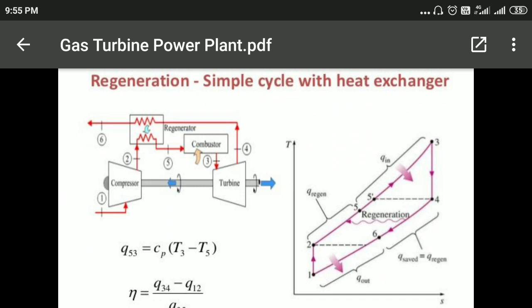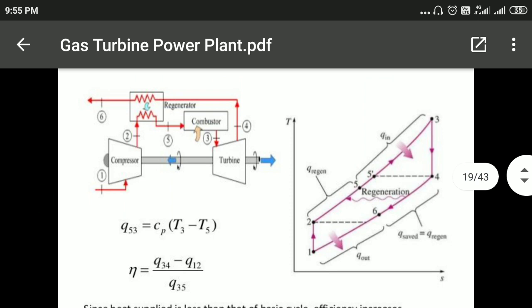A simple open gas turbine cycle with regeneration is given here. Process 1 to 2 is the compressor. The TS diagram is also given. Process 2 to 5 is the heat exchange from the exhaust gases to the high pressure air. After that, 5 to 3 is the combustion chamber, where the air mixes with the fuel and ignition takes place, and 3 to 4 is the expansion in the turbine.